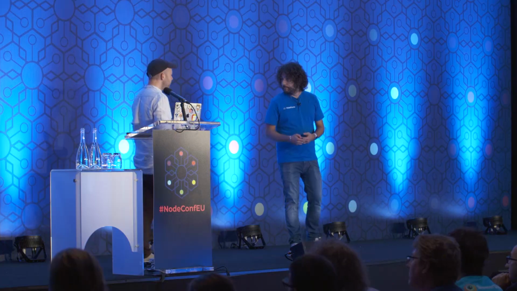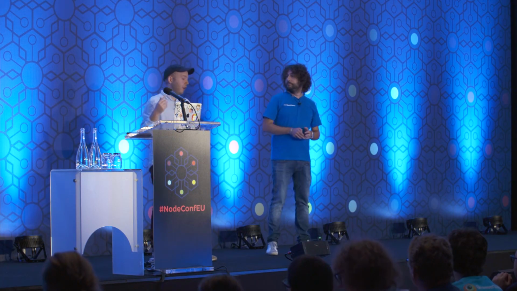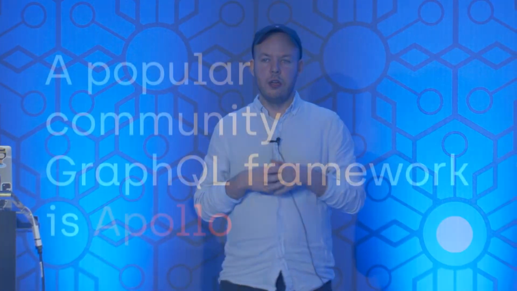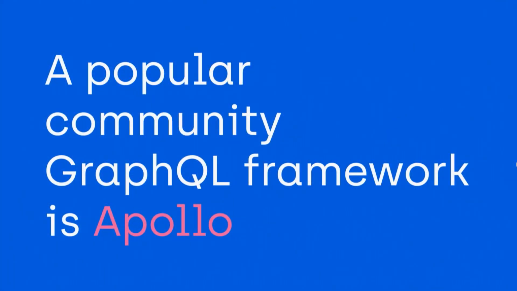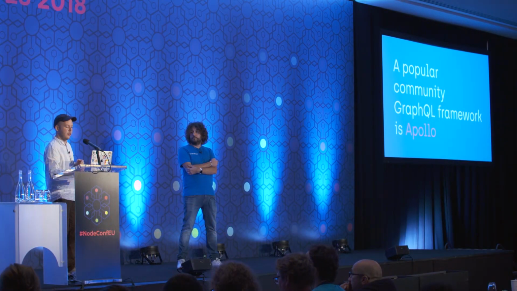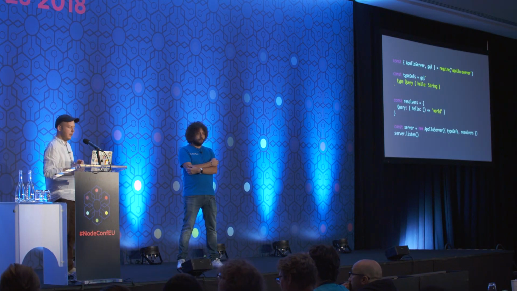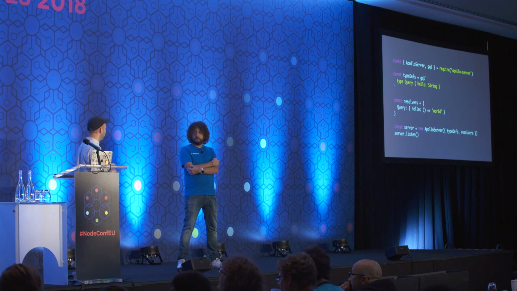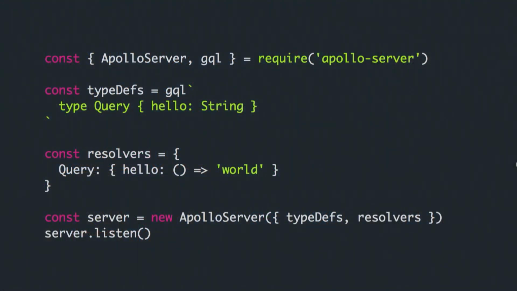Also, GraphQL has a really rich ecosystem. I don't know if you know, but there's a really popular thing called Apollo. It's basically a framework that allows you to get up and running really, really fast in GraphQL. It kind of looks like this. I think this is your code material, right? Yeah, I think I wrote this. No, I didn't write Apollo. I just wrote this thing.